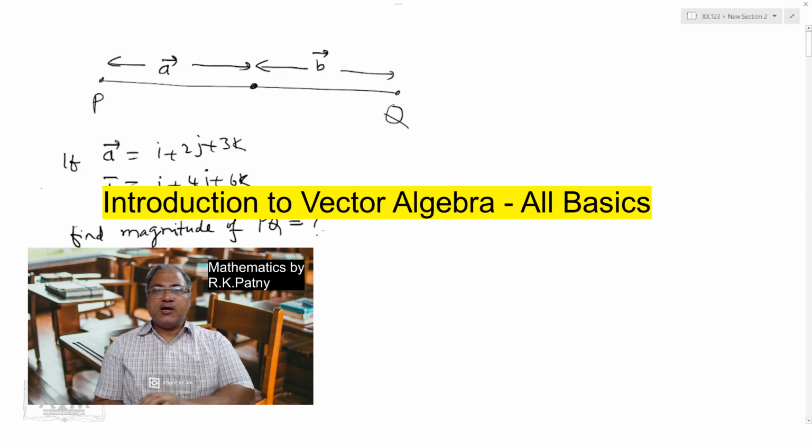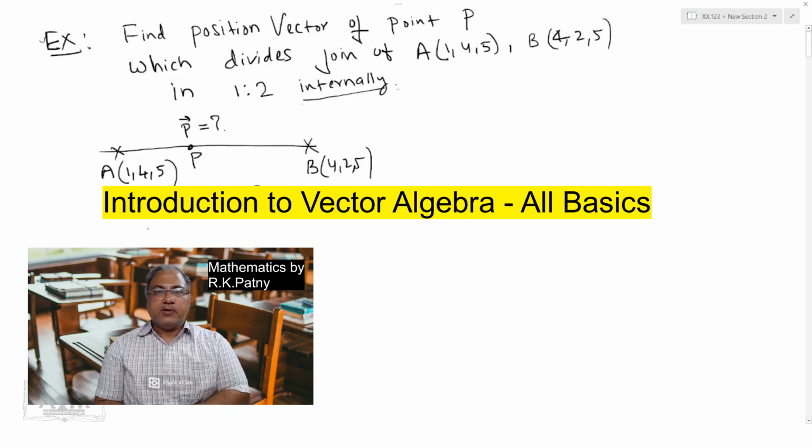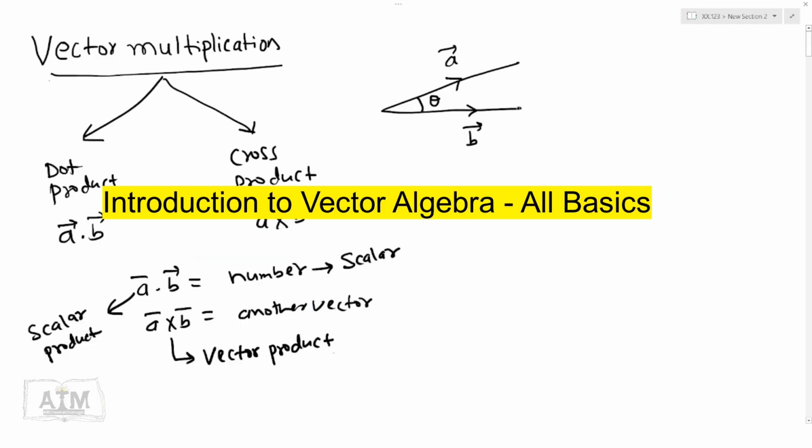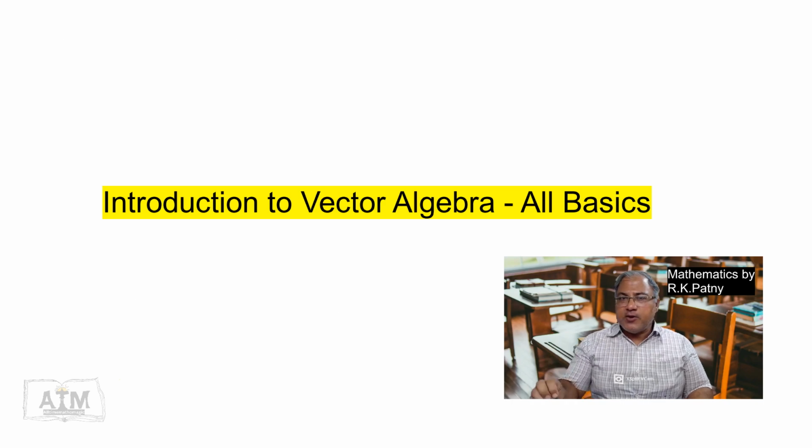When we talk about the vectors, we need to talk about vector algebra because vectors can be added, subtracted and multiplied. So we need to know how to add the vectors, how to subtract the vectors and how to multiply the vectors. What is the procedure of addition, what is the procedure of subtraction and what is the procedure of multiplication.